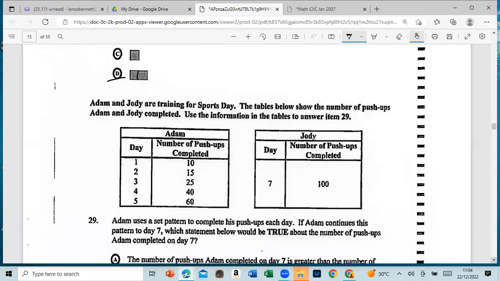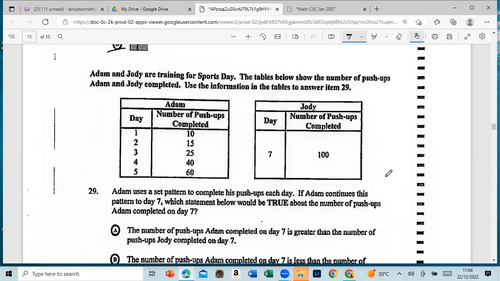All right, so 29. I think you guys probably have to spend a little time on this one. Adam and Jody are training for sports day. The tables below show the number of push-ups Adam and Jody completed.